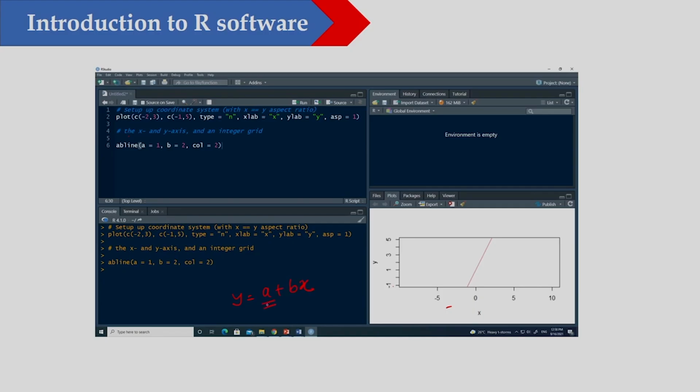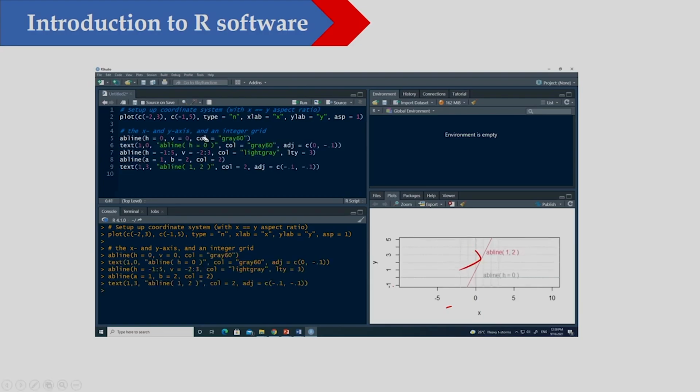Now, if I need to draw a line, suppose here I have defined that y equal to a plus bx. So, here a is the intercept. So, here the intercept is 1 and the slope is 2. So, this is the line I am getting. Now, if I execute all this code, what I am doing here is that I have drawn a horizontal line for y equal to 0, a vertical line for x equal to 0.